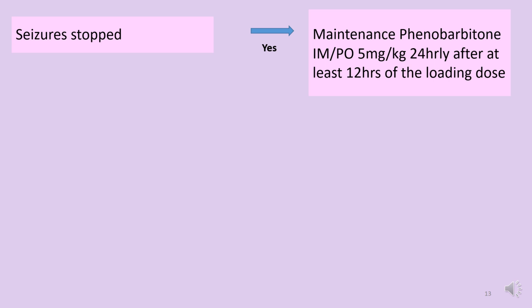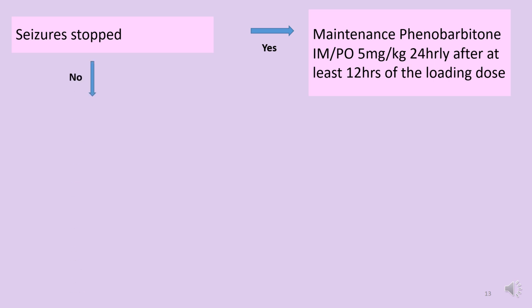So the question you ask yourself is, has the seizure stopped? The answer will either be yes or no. If the answer is yes, the seizure has stopped, then you start the neonate on maintenance phenobarbital. The dose is 5 milligrams per kg daily, and that should be 12 hours after the second loading dose, the 10 milligrams, and it can be given intramuscularly or orally.